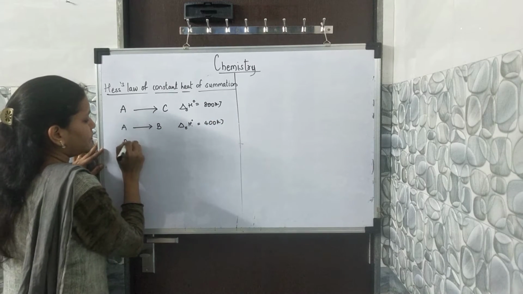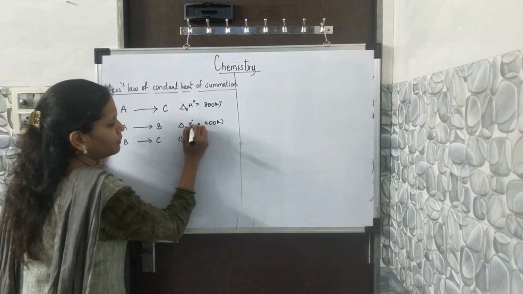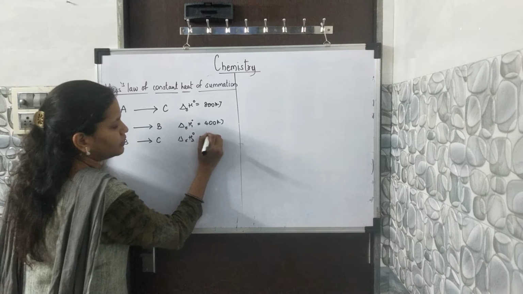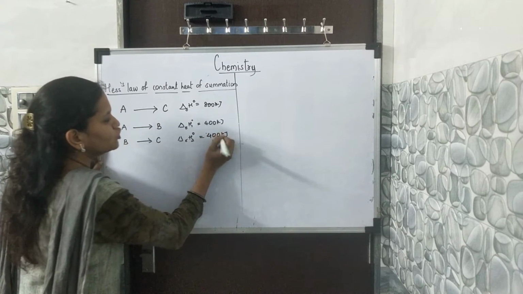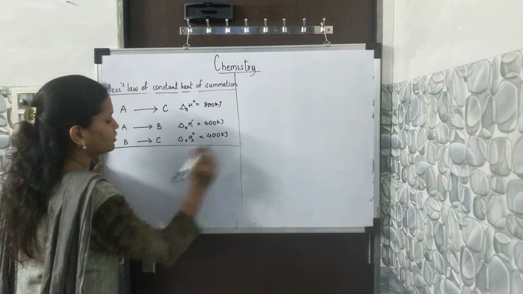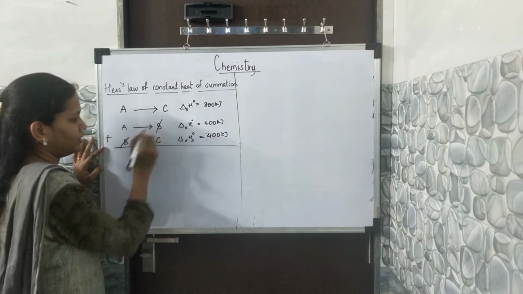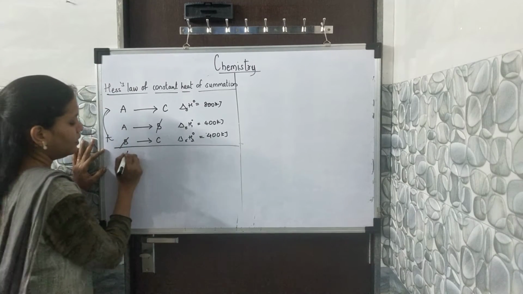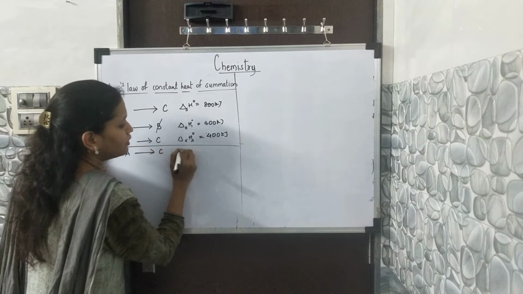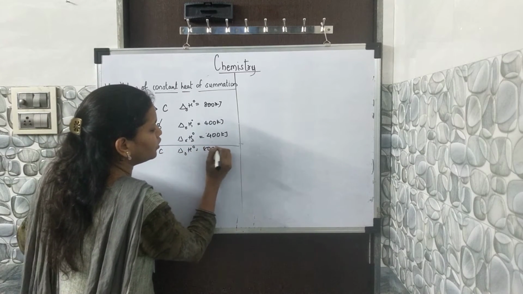Second step, B is equal to C. Again I am taking the enthalpy of reaction. This is my first step, this is my second, and I am writing again 400 kilojoule. Now you must have understood that after I take the series of steps and add that type of reaction, B is going to get cancelled. Again I am going to get the same reaction, right? A is equal to C and the enthalpy of reaction is equal to 800 kilojoule.